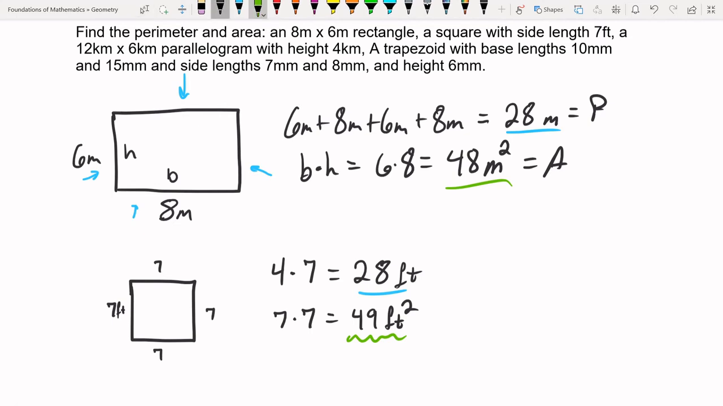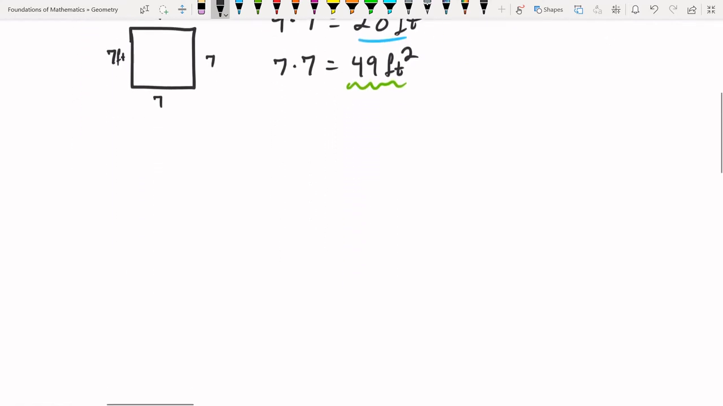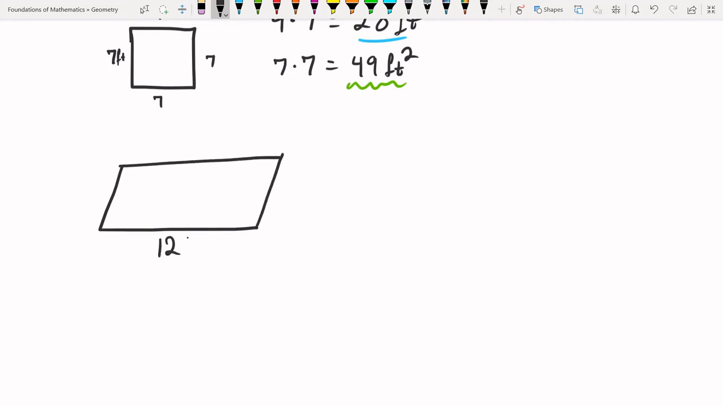All right, let's look at the parallelogram of 12 kilometer by 6 kilometer. That's pretty huge, with a 4 kilometer height. So let me draw that. We have 12 kilometer by 6 kilometer with a 4 kilometer height.